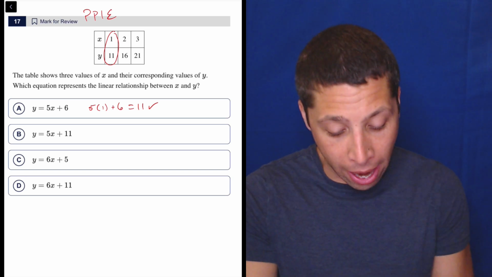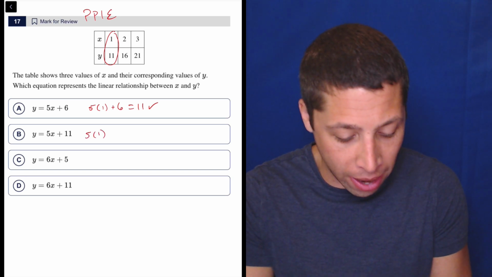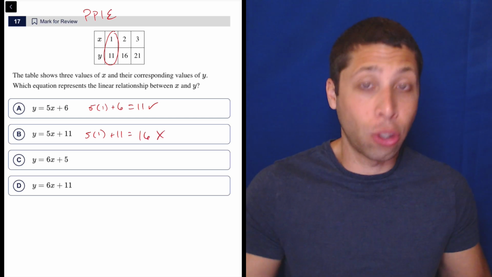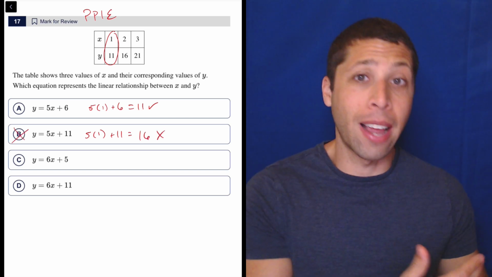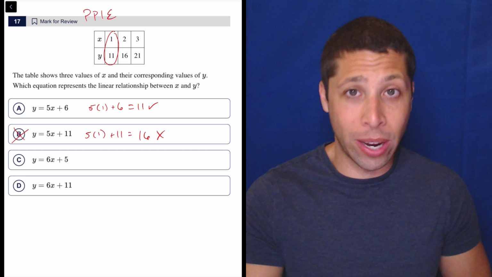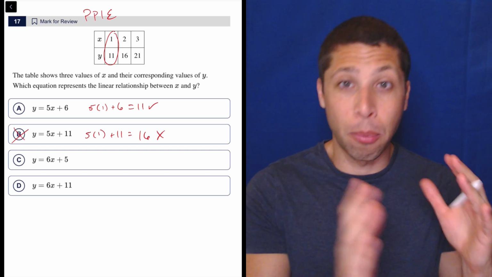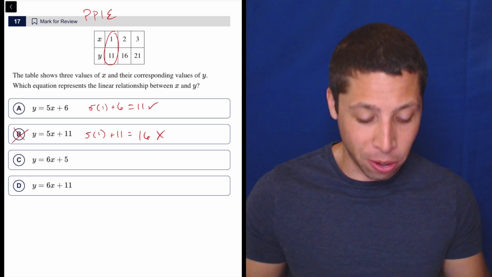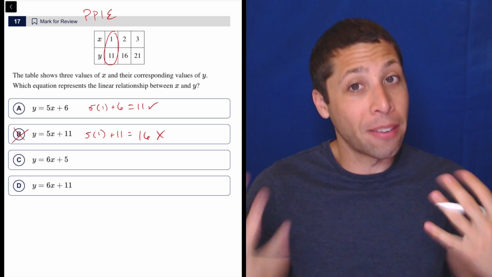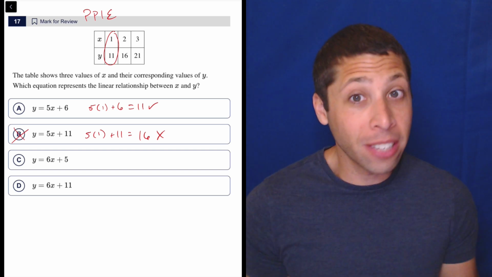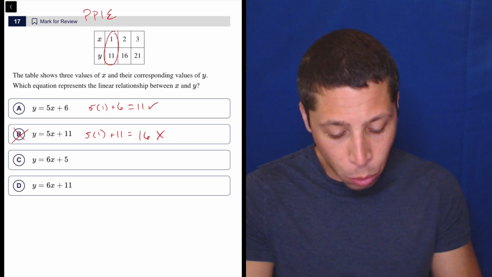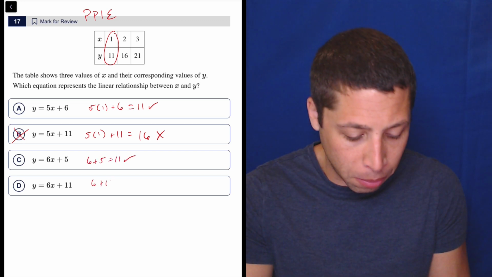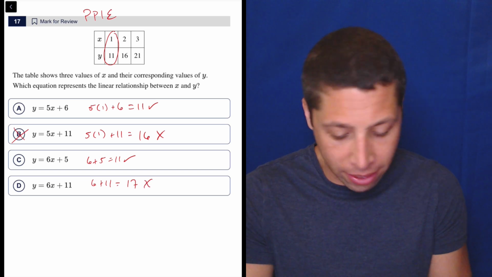So if it doesn't work out, like it doesn't in choice B, right? 5 times 1 plus 11, that's 16. Now I say, oh, okay, that choice doesn't work because the point that I started with does not fit in that equation. So that's what we're testing, right? Does the point create a situation where we have something equal to itself, right? So if 11 equals 11, that's good. 11 equals 16, that's not good. 11 doesn't equal 16, they're different numbers. So just quickly, we would see that 6 plus 5 is 11, so that works too. 6 plus 11 is 17, so that does not work.